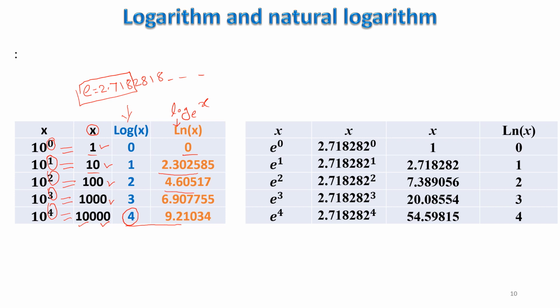Now if you try to write e to the power 0, e to the power 1, e to the power 2, 3 and 4, then anything raised to 0 is 1, e to the power 1 will be 2.718, e to the power 2 will be 7.389, so on and so forth. So here the number 54.59 can be represented by ln. Rather, it is log of 54.59 is 4.